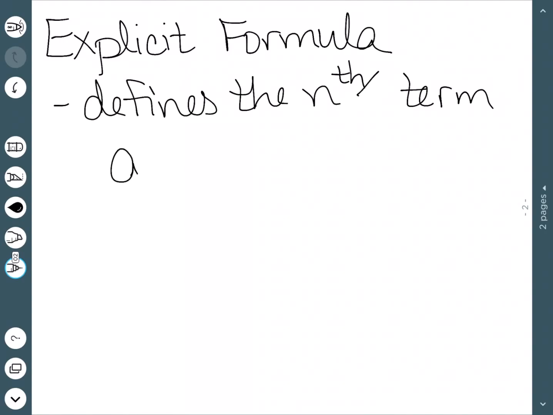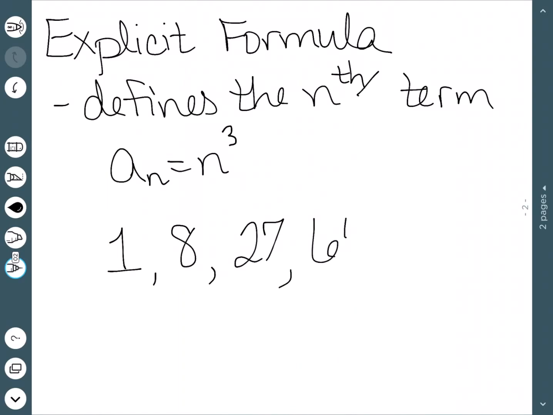As an example, if I say a sub n equals n cubed, this is a way to define our sequence. If n is 1, I have 1 cubed. I then have 2 cubed, 3 cubed, 4 cubed, etc. So no matter what value I want, I can just stick that number in for n, and I get out that term of the sequence.